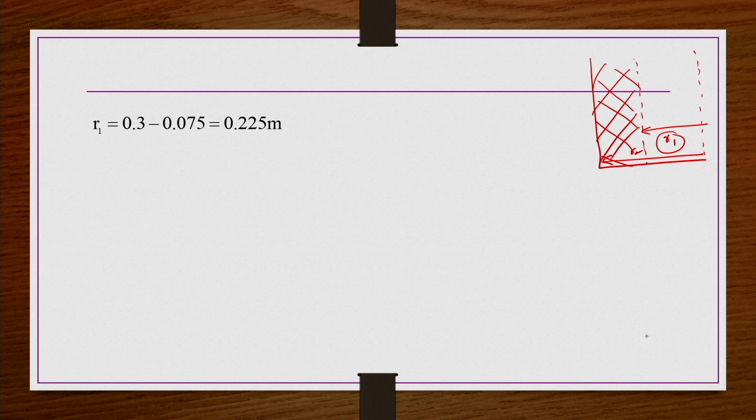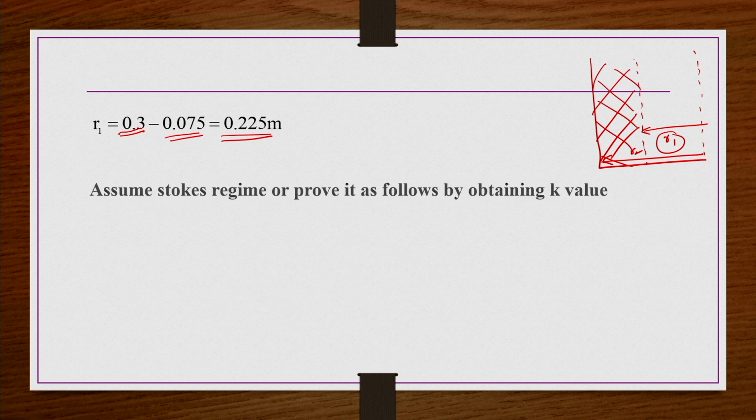So, R2 is given, liquid layer thickness is given. From R2 if you subtract the liquid layer thickness, then we get R1. Then we get R1 as 0.225 meters. Assume Stokes regime or prove it as follows by obtaining the K value.